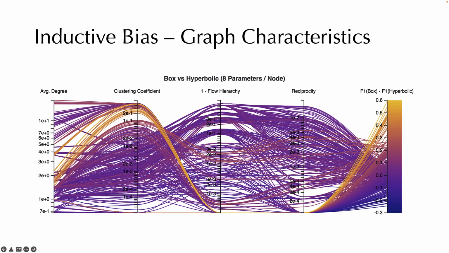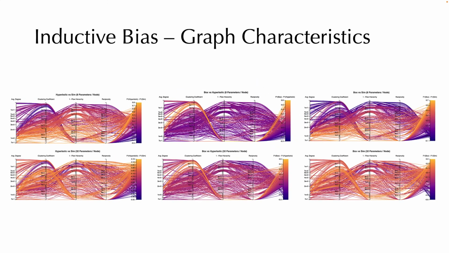To further investigate the correlation of a particular model's performance with respect to various graph characteristics, such as clustering coefficient or flow hierarchy, we can inspect parallel plots which show the relation between various graph characteristics and the difference in a model's performance. Here we see that boxes are more suitable than hyperbolic when the clustering coefficient is large, for instance. We include a large number of such plots in the appendix and also will release the dataset for additional exploratory analysis.